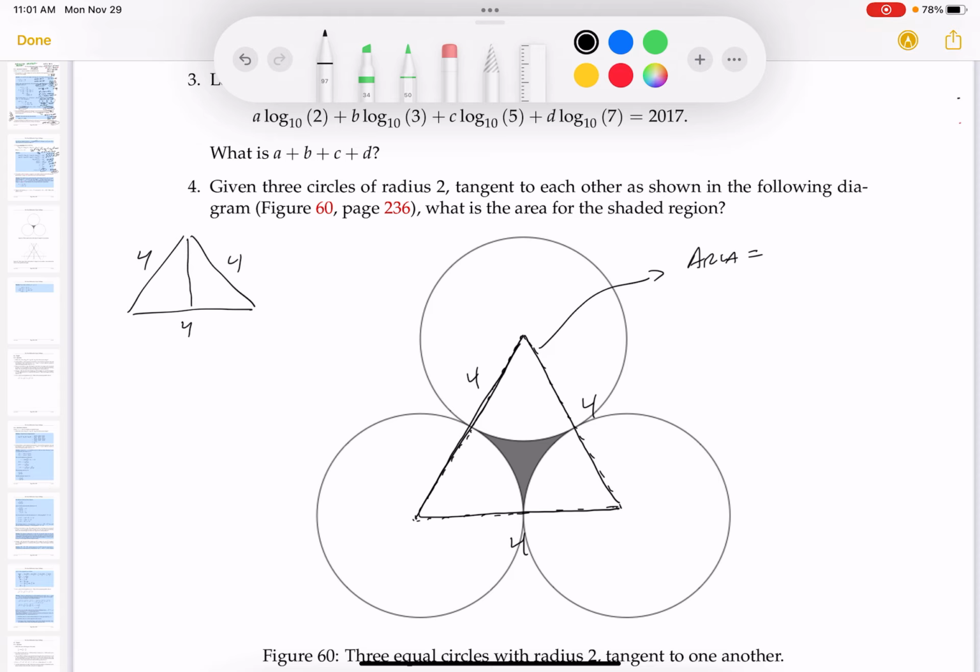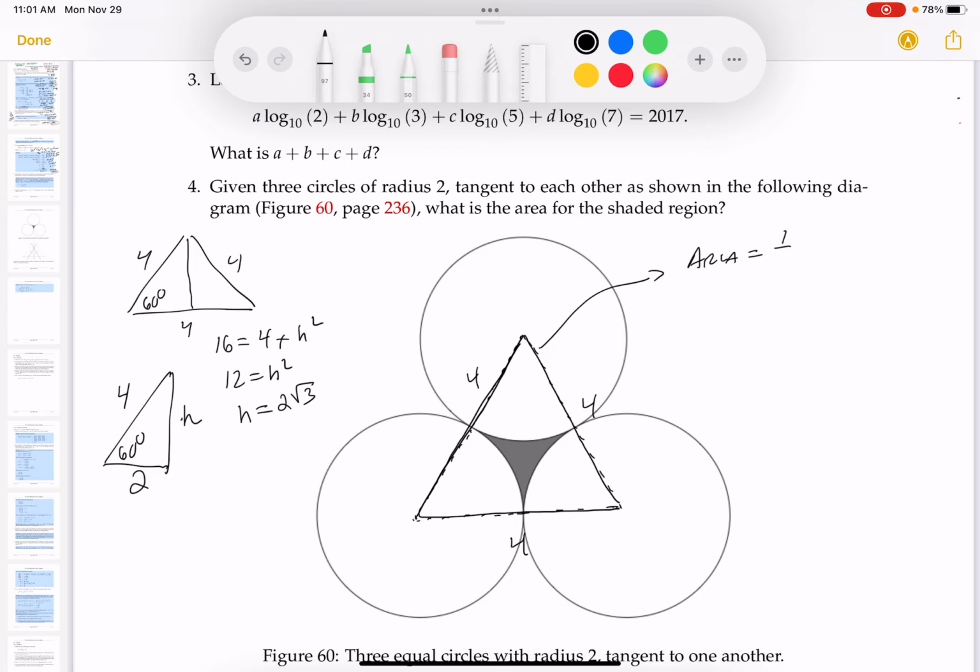I definitely need to get the altitude of that. Now, what I know is the angle is 60 degrees, right? So let me put that down. 60 degrees. This would be 2, this would be 4. And what's this side over here? Pythagorean theorem, right? 16 equals 4 plus h squared, so 12 equals h squared, and h equals 2 root 3, right? So I'll write that down. I'm pretty convinced of the height of it.